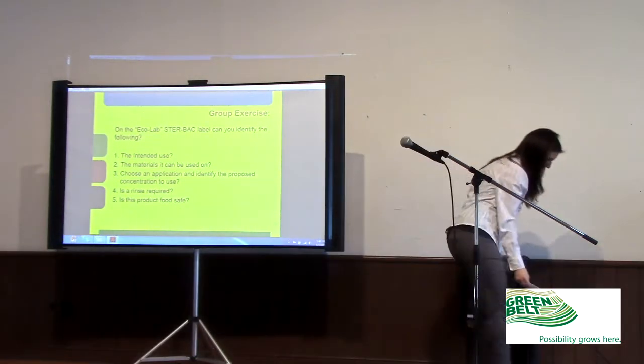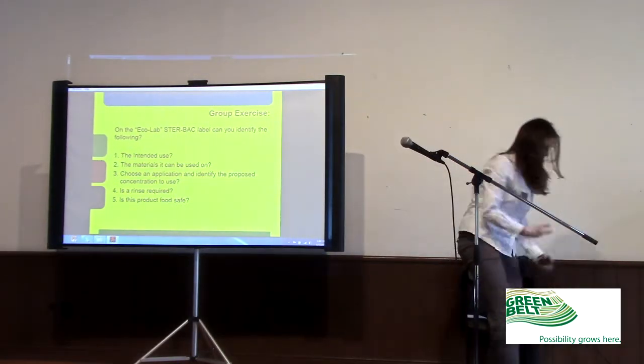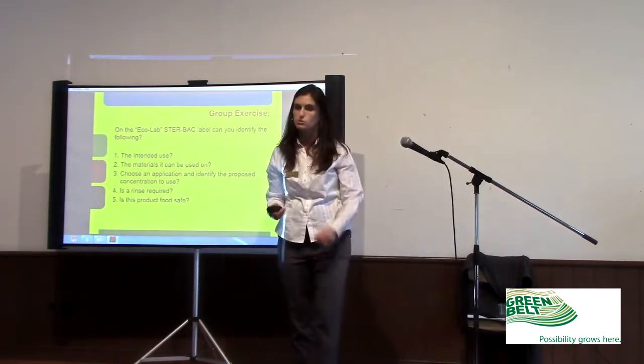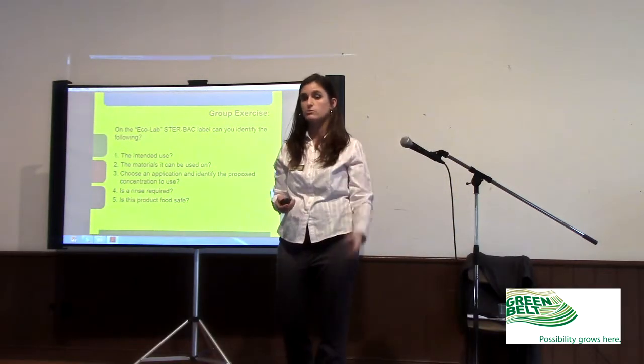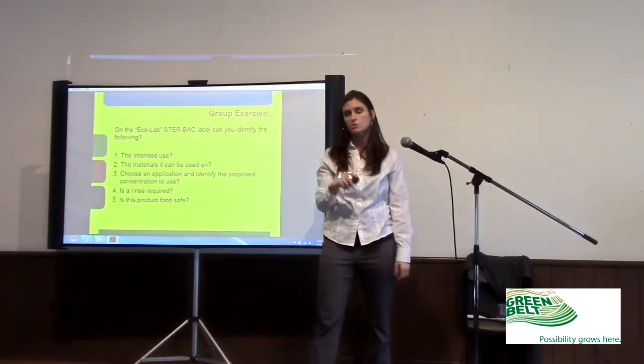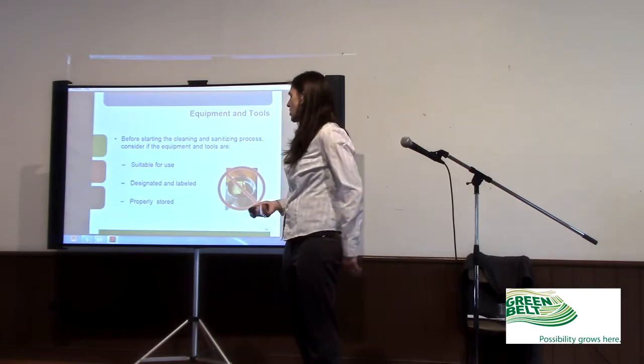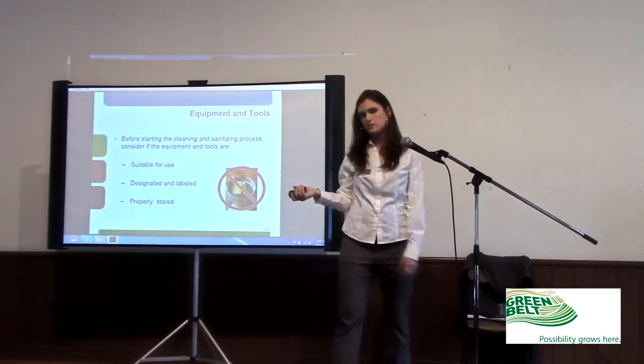So that's just another example of where you can find that type of information, but those labels are very important when you choose a product and how you're using it, because just because it's suitable for one application doesn't mean it's suitable for another. So equipment and tools, that kind of leads us into the next part.